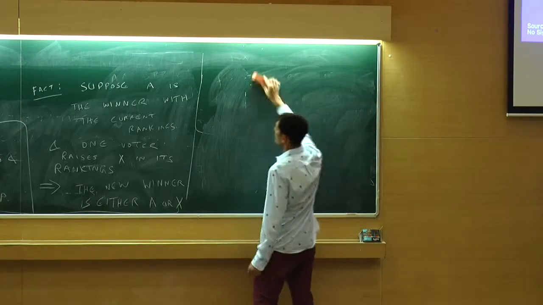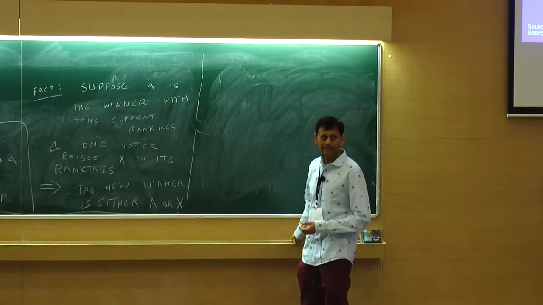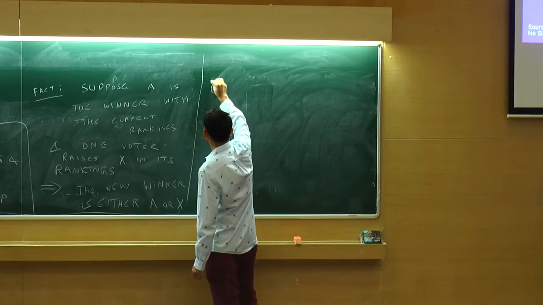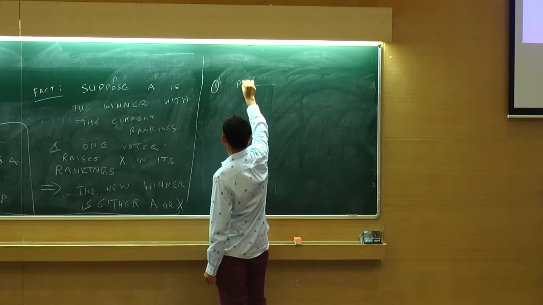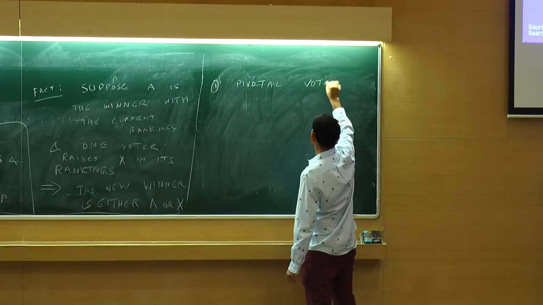With this, then it's a 3-step proof. Some of the steps I might skip. The third step I think I'll skip. So the first step is the notion of a pivotal voter.